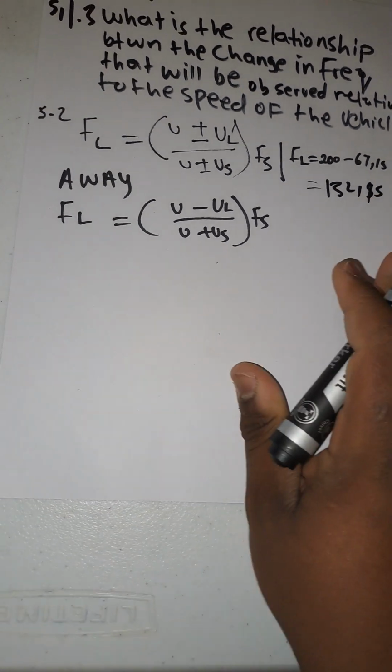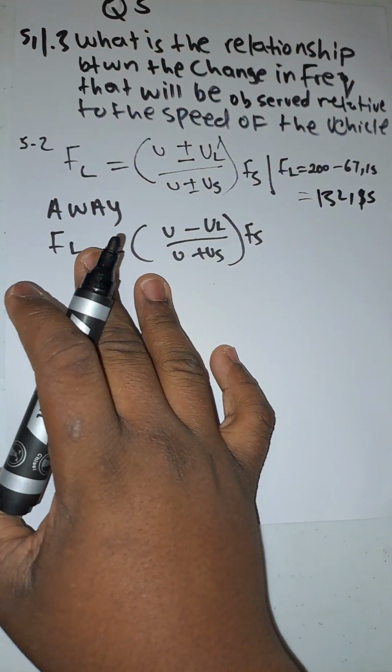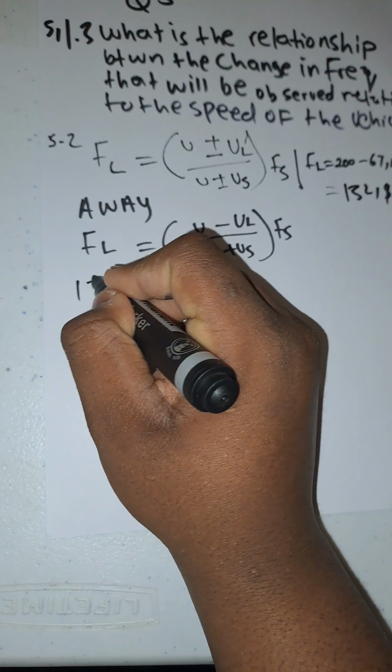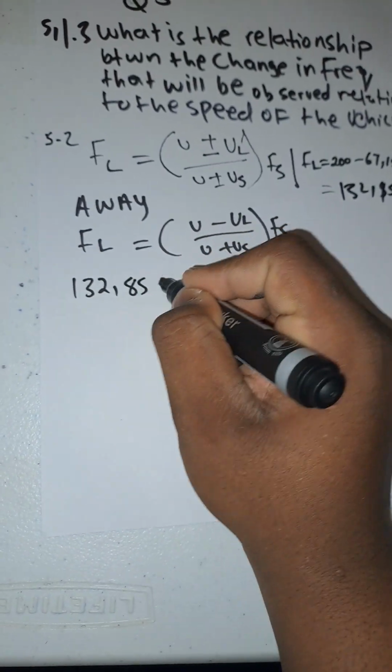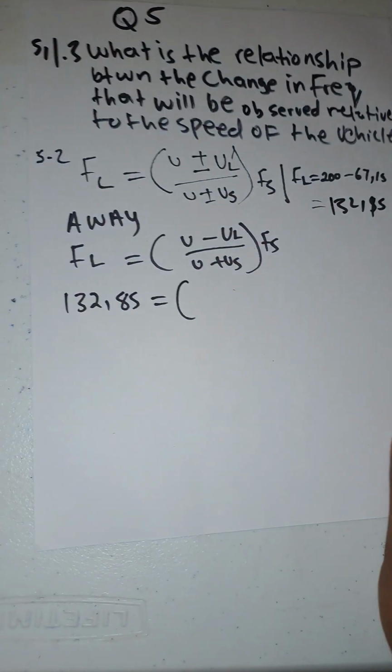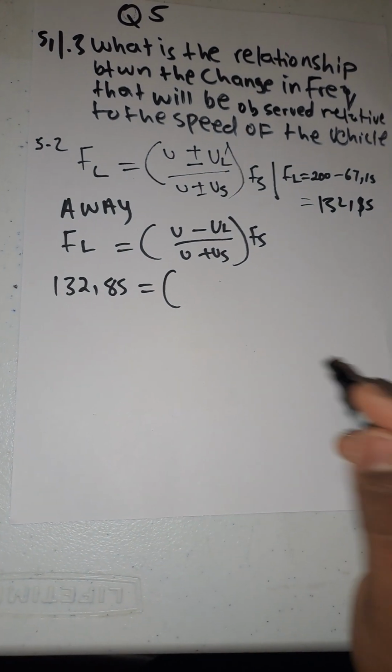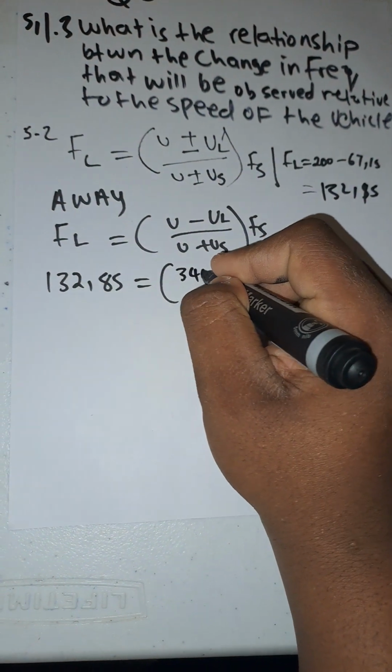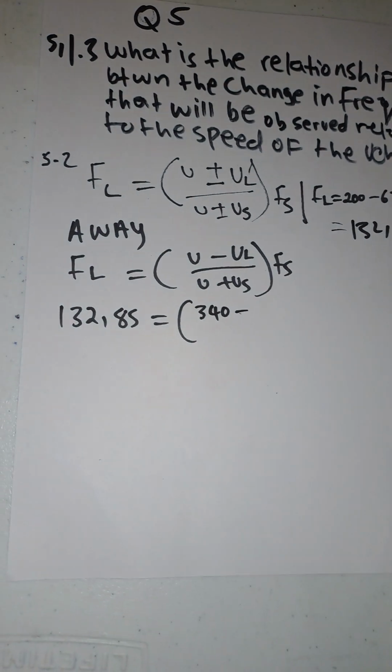132.85. So now I have the frequency of the listener, which will be simply what? 132.85 is equal to, this is the velocity of the speed of sound in air. So I was told, this is 340 minus, what is the velocity of the listener?